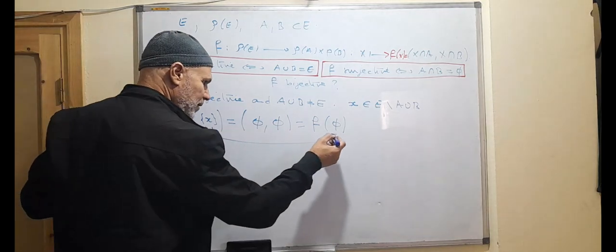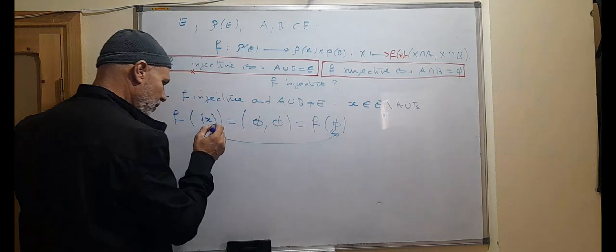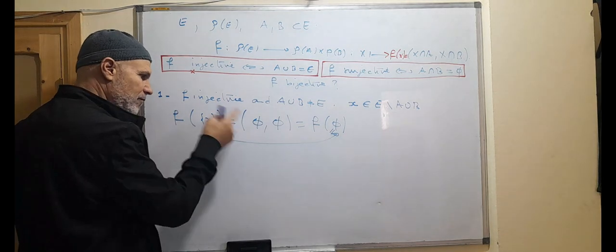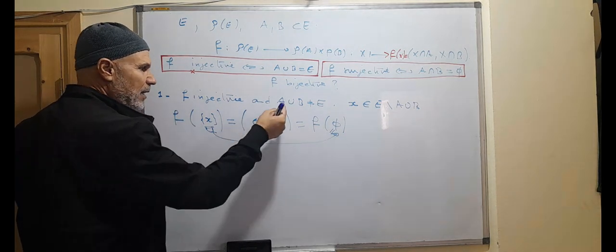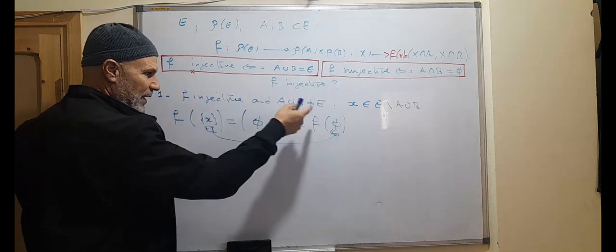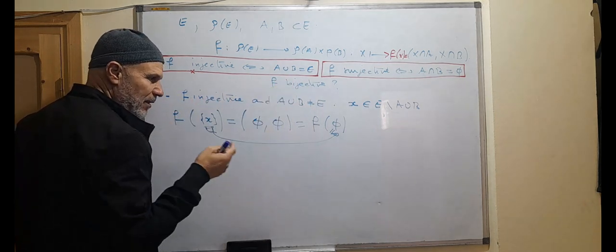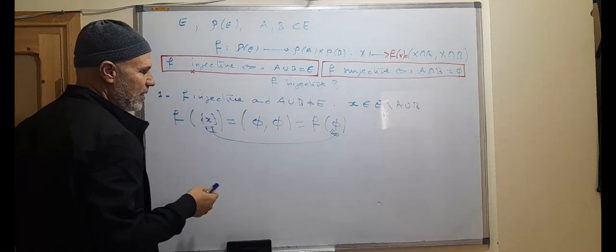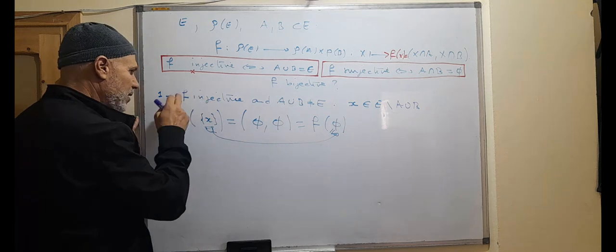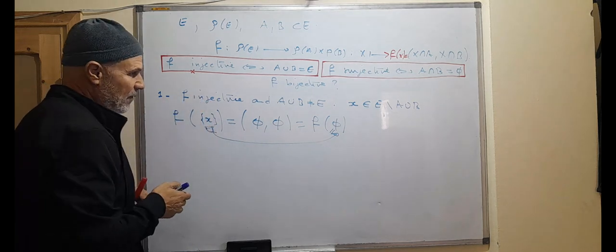But this is the same image as the direct image of the empty set. These two sets are not equal, and we supposed that F is injective. So F isn't injective, such that A union B is different from E. Therefore A union B equal to E is a necessary condition for F to be injective.